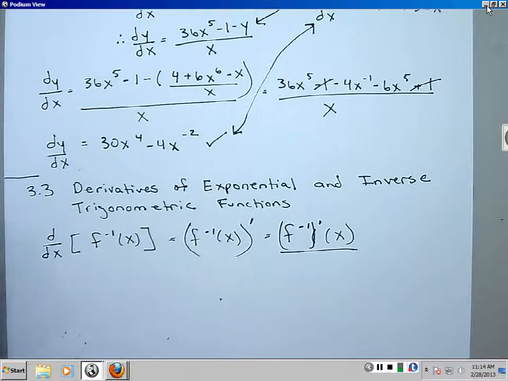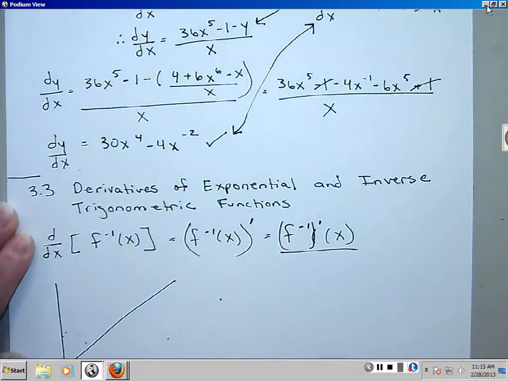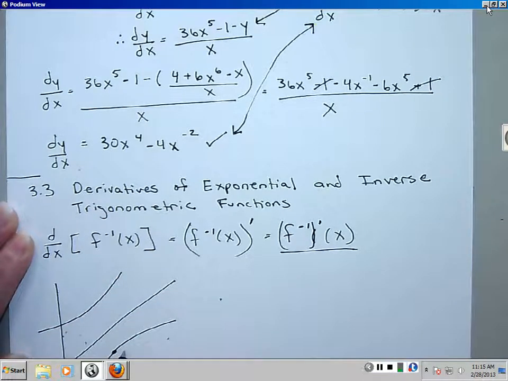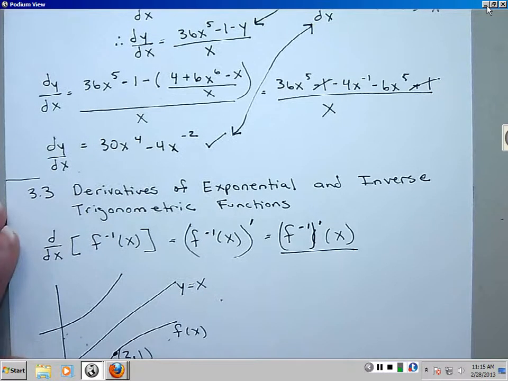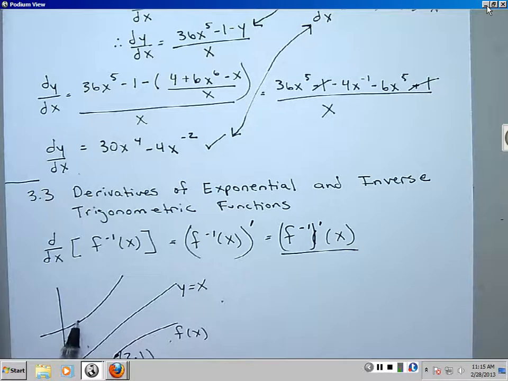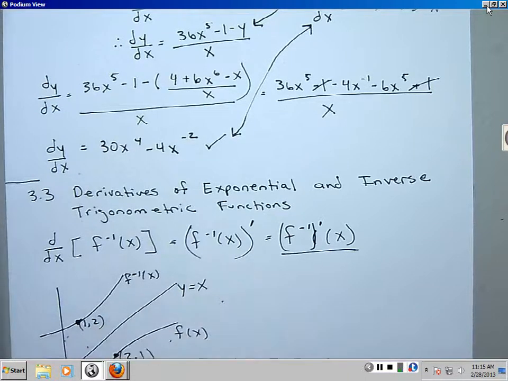So it turns out we had this formula, right? We had this picture from the book. This was (2, 1), so this is the function. This is the line y equals x, right? Because inverse functions are reflected about the line y equals x. So if this is (2, 1), then the corresponding point: if I plug in 2, I get out 1. It means I plug 1 into the inverse function, I get out 2.